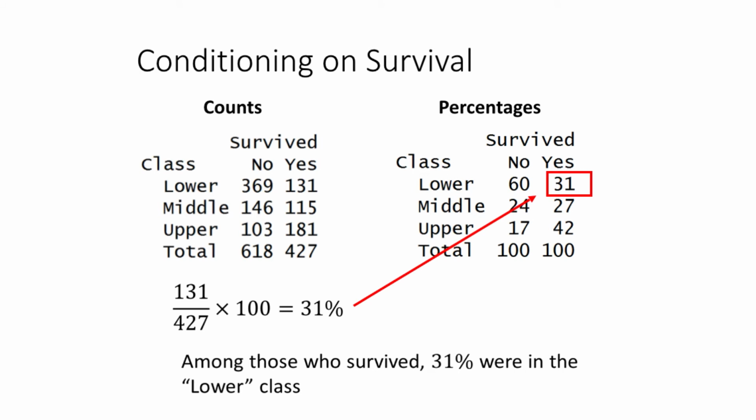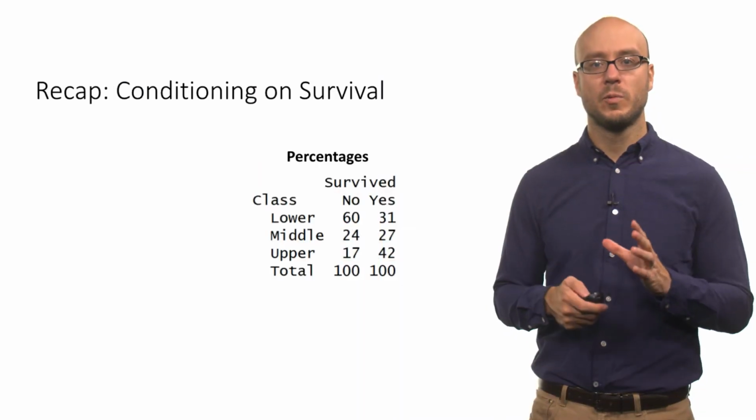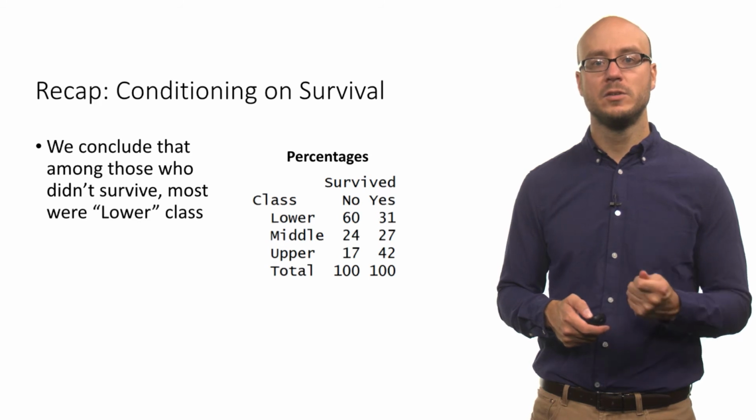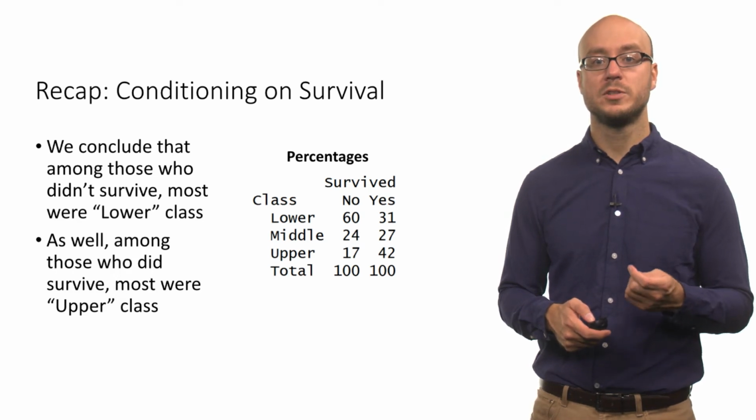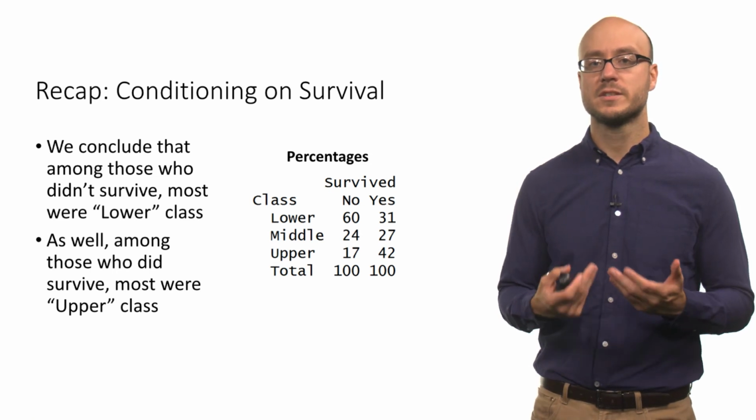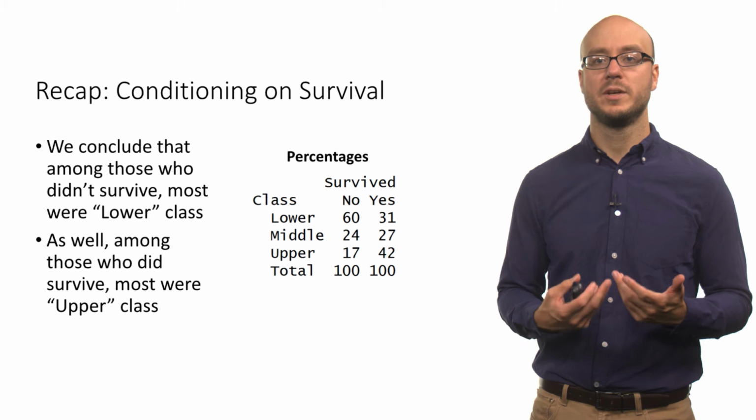Among those who survived, 31% were in the lower class, 27% were in the middle class, and 42% were in the upper class. When we condition on survival, we can conclude that among those who didn't survive, most were in the lower class. As well, among those who did survive, most were in the upper class. So this suggests some kind of relationship between surviving the Titanic and one's passenger class.